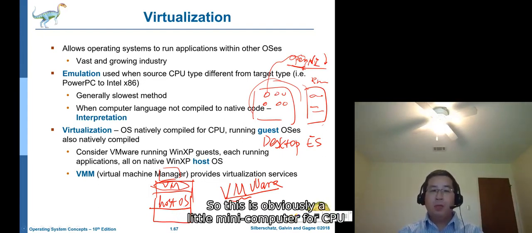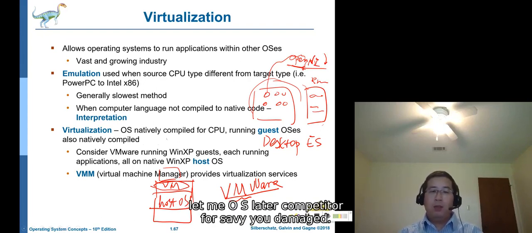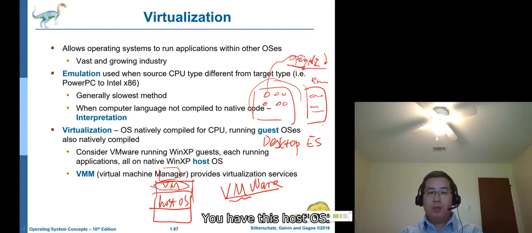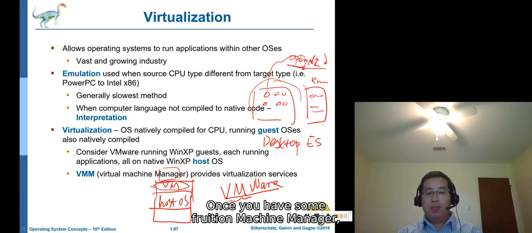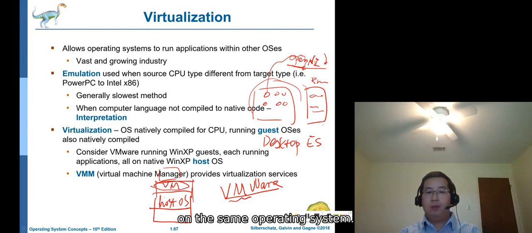Okay. So this is an operating system natively compiled for the CPU, running a guest operating system, also natively compiled. Native means it's on the same hardware. That means you have this host OS. This is your host. And then you can run guest OSs. Once you have a virtual machine manager, you can install multiple virtual machines, each one used for one operating system. So you can run multiple guest operating systems on the same operating system and hardware.